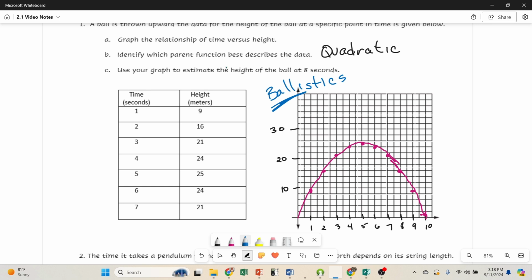All right, so let's go to this here and say use your graph to estimate the height of the ball at 8 seconds. Well, at 8 seconds, this should be right about here, right there. All right. So at 8 seconds, it should be at 16 feet. So at 8 seconds, we'll be at, or 16 meters. I should use the metric system. This is a mathematics class, right? So we use metric mostly.